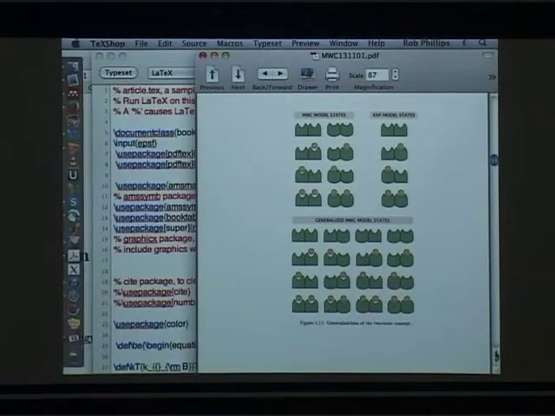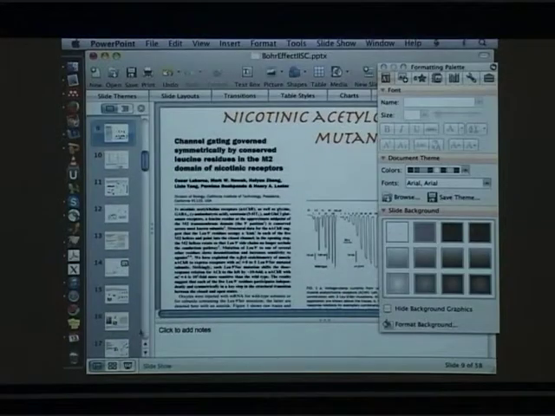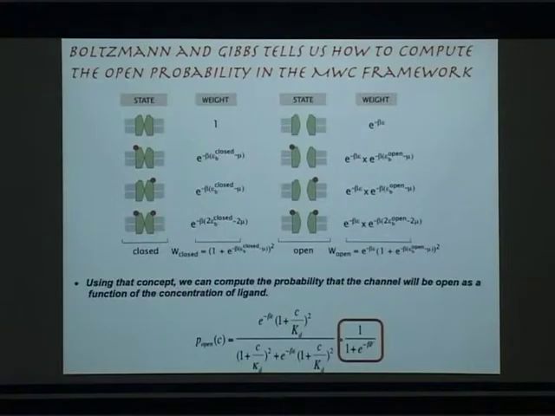But Changeux still feels passionately about MWC. For me, they're all the same thing, which is you have two states and the ligand tunes them. But then it's particulars. It's kind of like Heisenberg 2D versus Ising versus Potts model. I don't feel that passionate about it. Okay, so moving on.